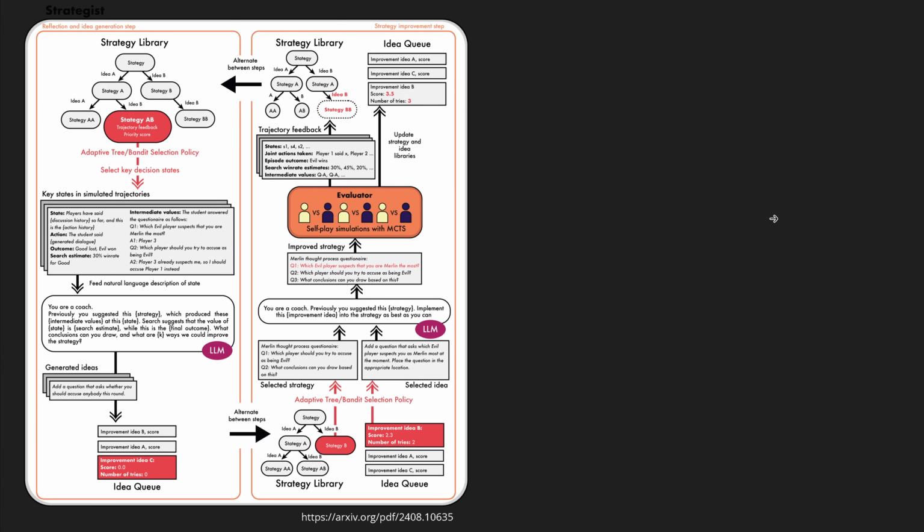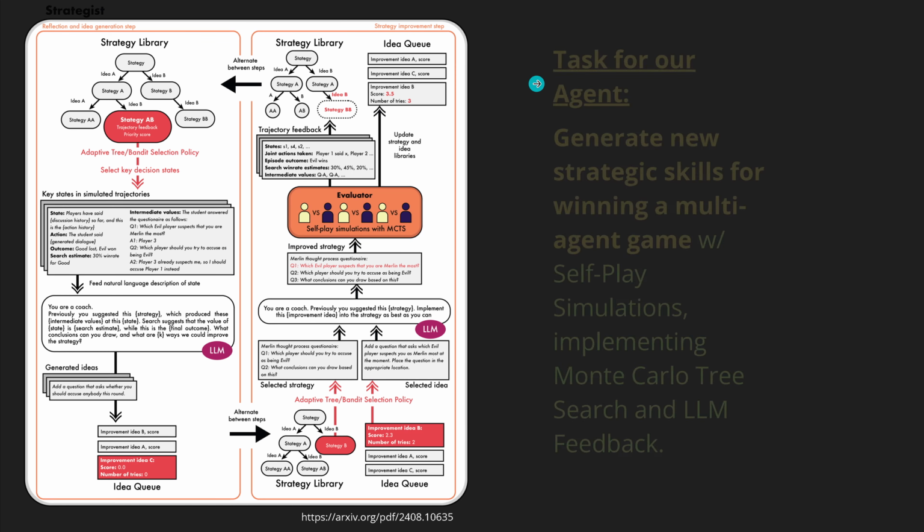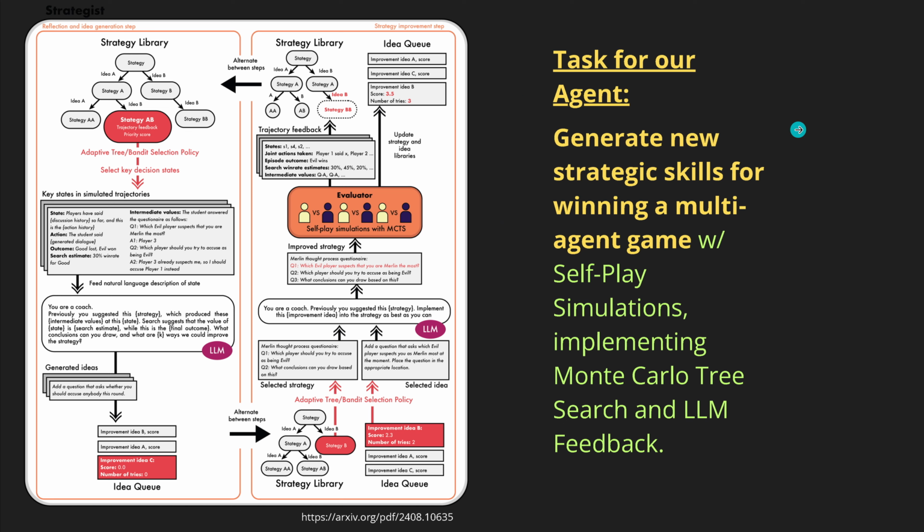This is the official explanation as presented in the paper by the authors. And you might say, hey, that looks easy. No, that sounds easy. Absolutely. So for my green grasshoppers, let me just reformulate the task that we have for our AI agents. Your task is to generate new strategic skills for yourself or another agent in your gameplay. The task is winning a multi-agent game.